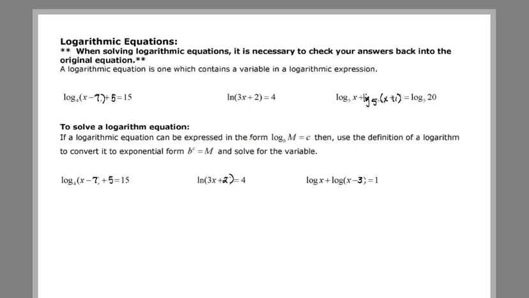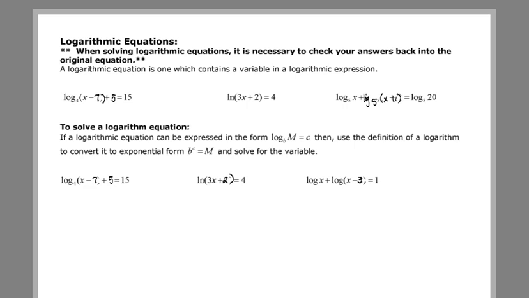Now let's look at logarithm equations. When solving a logarithm equation, it's necessary to check your answers back into the original equation because we may come up with some extraneous solutions. Here are some examples of what a logarithm equation may look like. It's one that contains a variable in a logarithmic expression. There could be a single logarithmic expression or several log expressions.